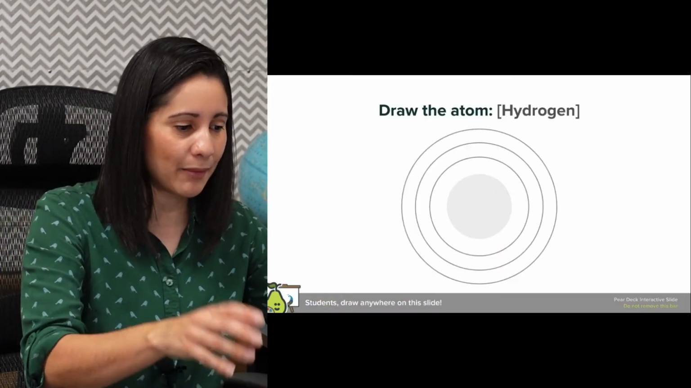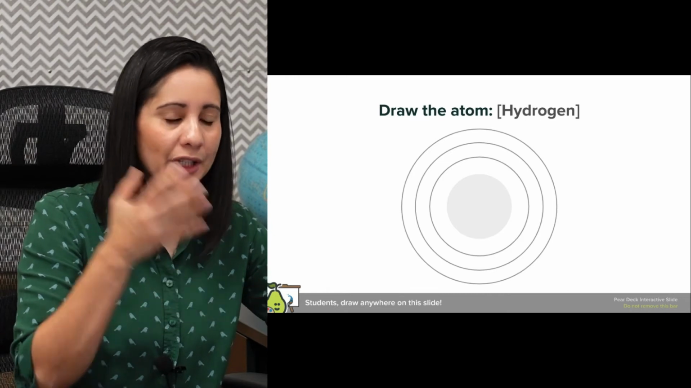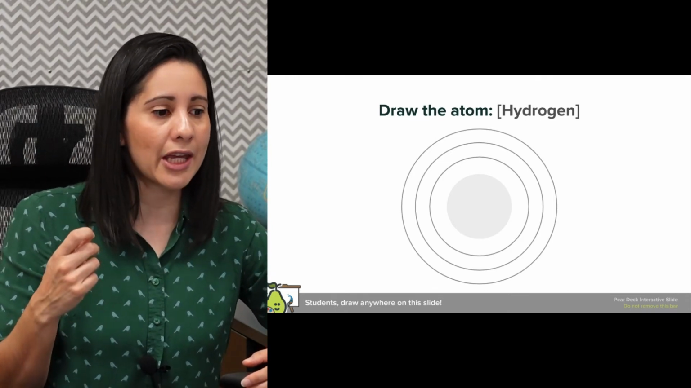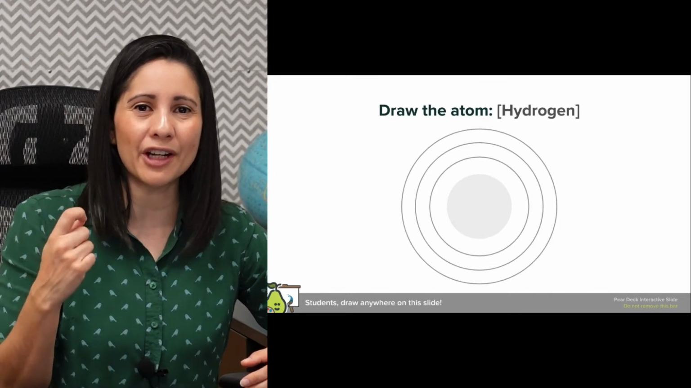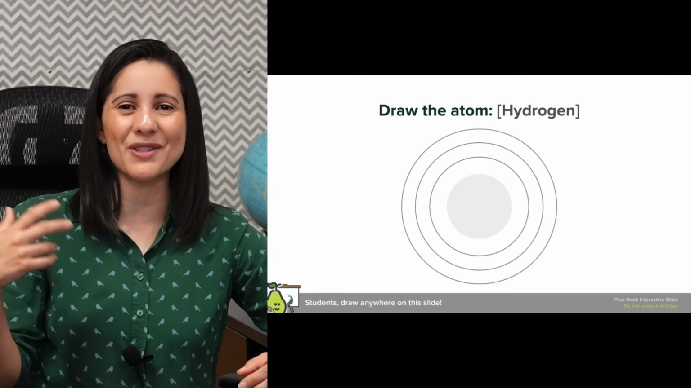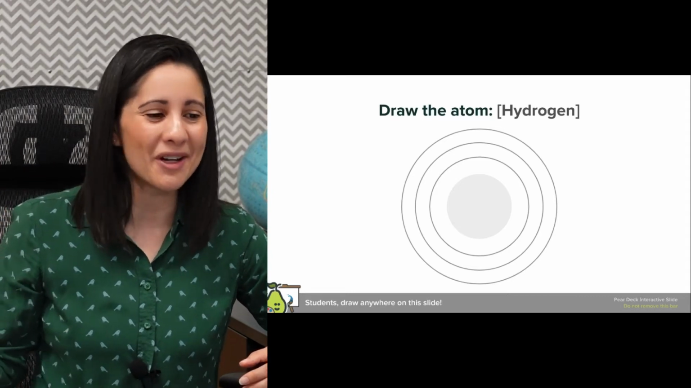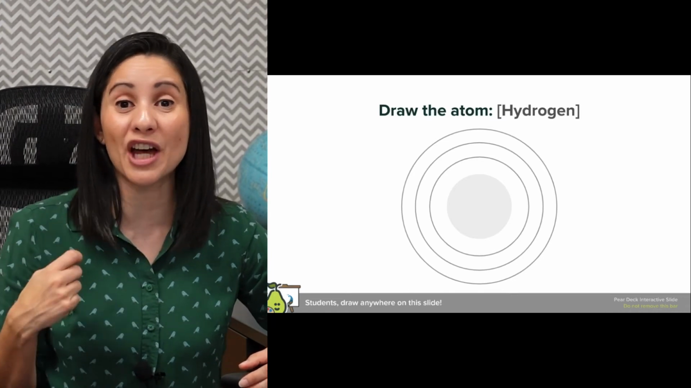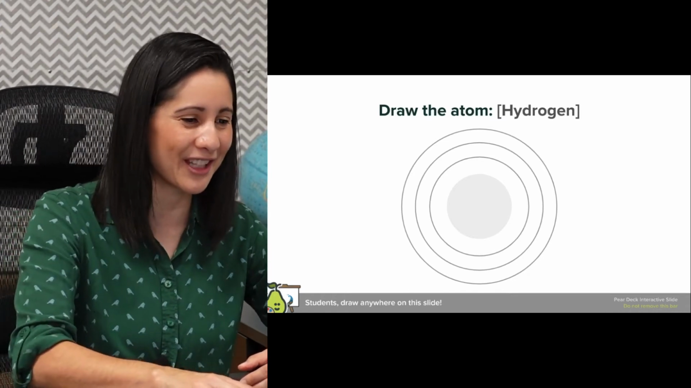Draw the atom, and then again, you can evaluate. Did students understand? That's the hardest part, I think, about virtual learning: trying to figure out, did they understand what I just said? Were they even listening? We're competing with social media while they're at home. And so with this, you can get some instant feedback for yourself. Like, are they there? Are they really there?